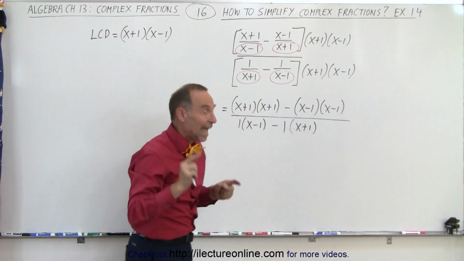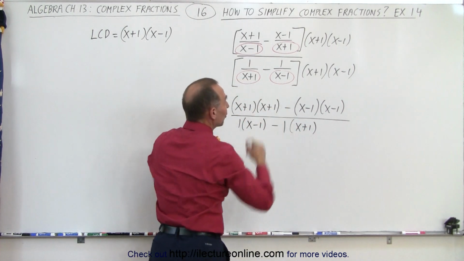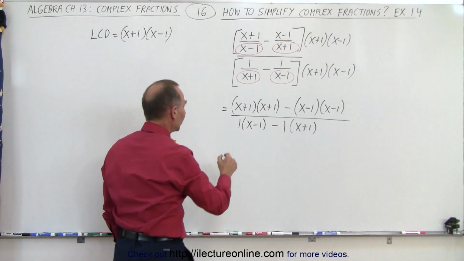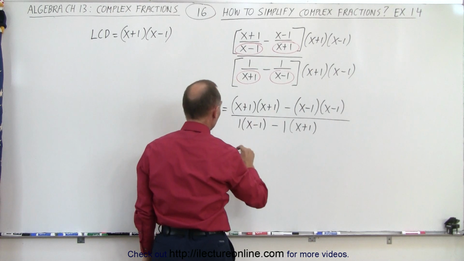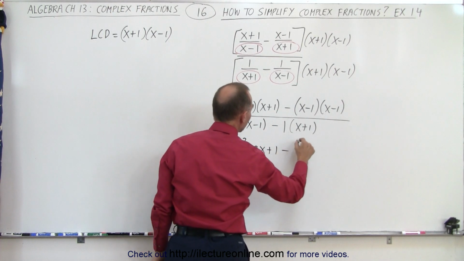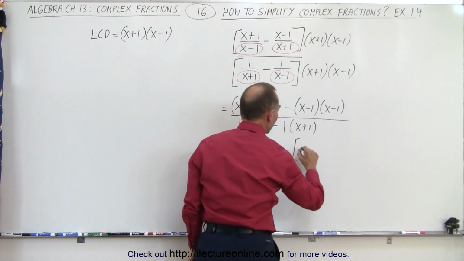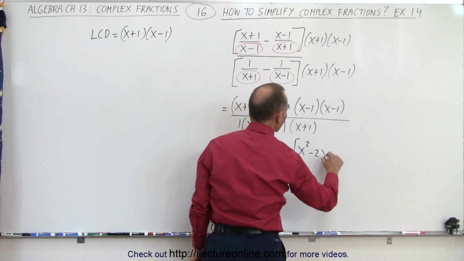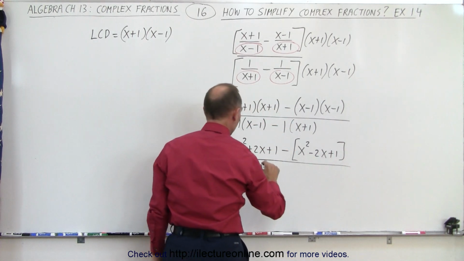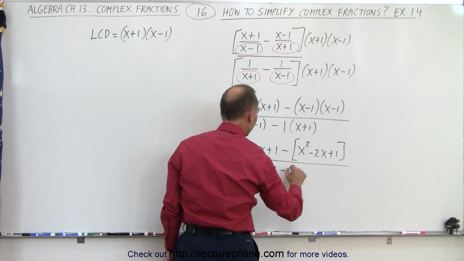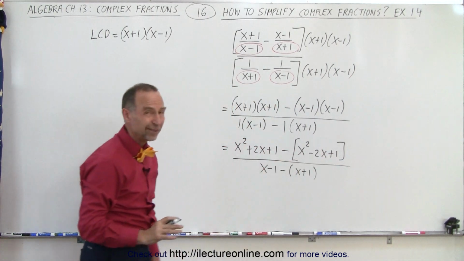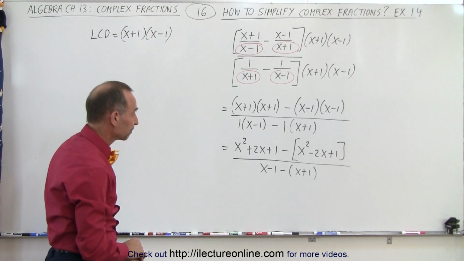Of course, I didn't have to put the 1's there, but at least it gives you a reference of what happened up there. So now let's multiply and simplify things through. So here when we multiply this, we get x squared plus 2x plus 1 minus, when we multiply this out, we get x squared minus 2x plus 1. All divided by, in the denominator, we have x minus 1 minus x plus 1. It's a good idea to put brackets and parentheses to prevent making mistakes.